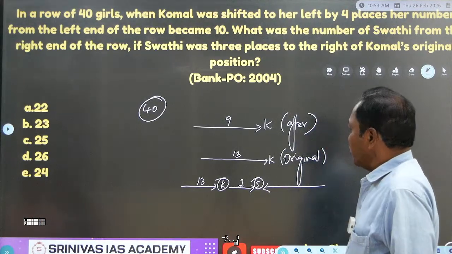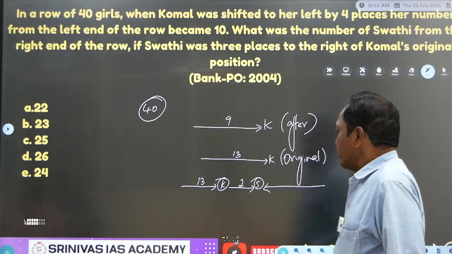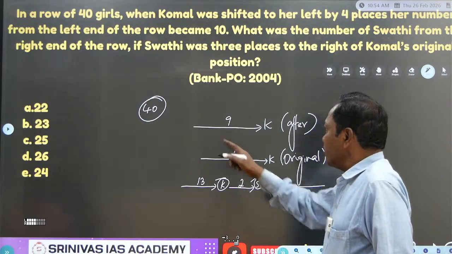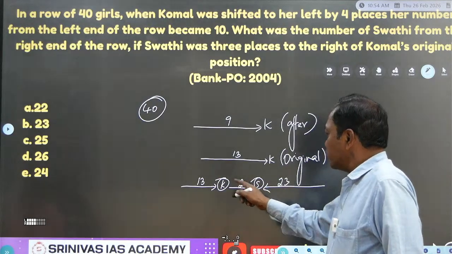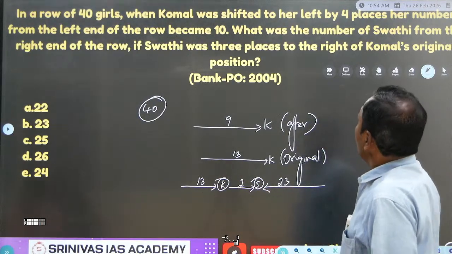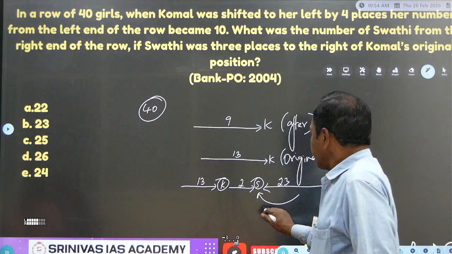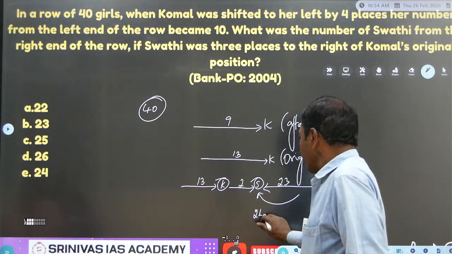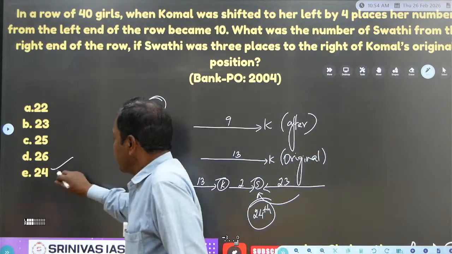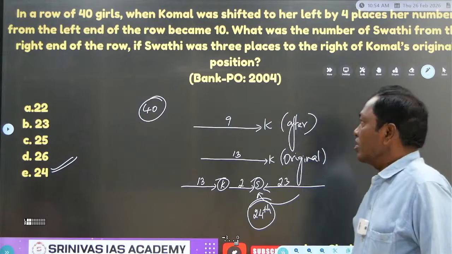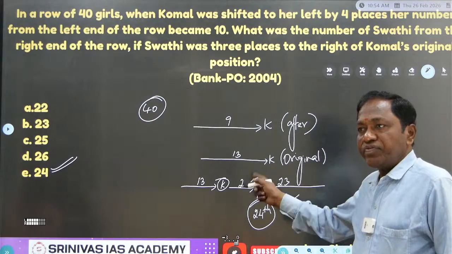Now, what is the total size of the row? 40. 40 minus the balance will come here. 14, 16, 17, 40, so 23. You can cross-check the total: 23, 24, 26, 27, 30, 40. Now, what was the number of Swati from the right end of the row? This is 24th. Option E. Here you need to draw both, after shifting and original position.